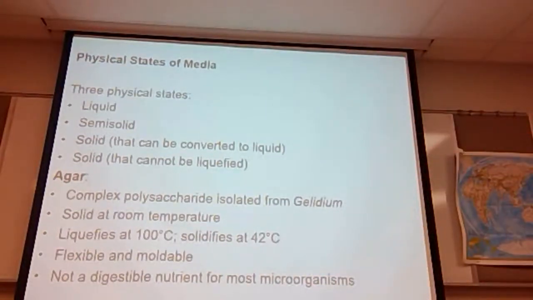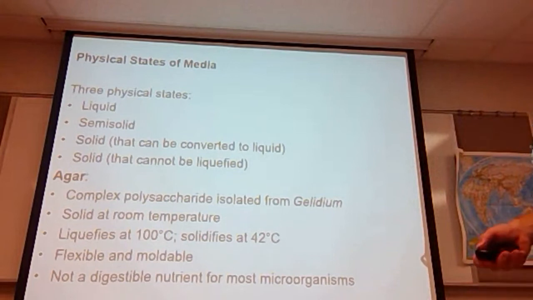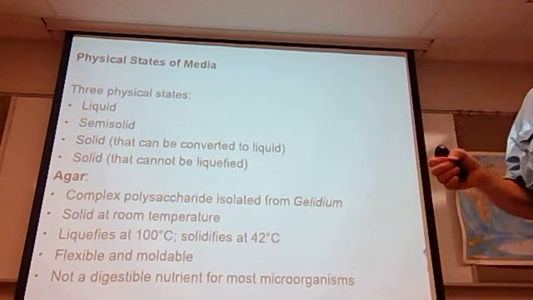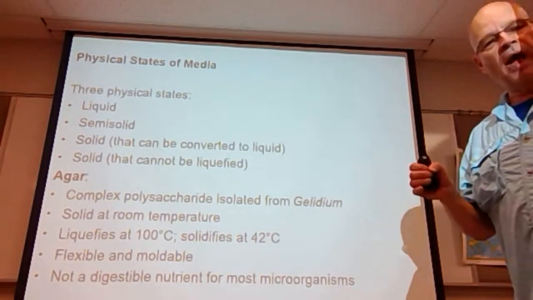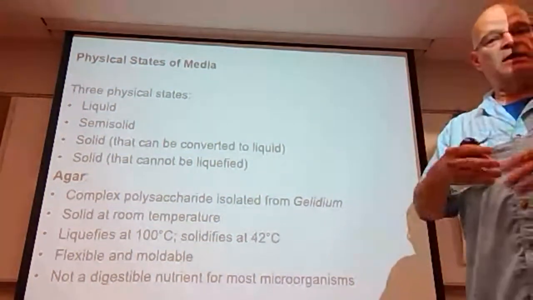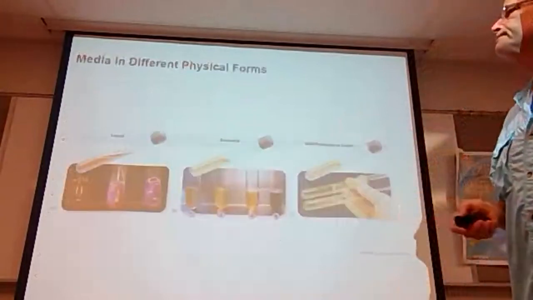Agar is flexible and moldable, and you can put it into tubes. You can make what are called slant tubes, and we'll talk about those in a few minutes. You can put it in plates. You can put it in all sorts of things. And the real benefit it has for our microbiological studies is that it's not a digestible nutrient for most microorganisms. If you take a plate that has nothing but agar in it, most microorganisms won't grow. That way, when we put glucose, for instance, in an agar, and the bacteria suddenly start to grow, then we know those bacteria are metabolizing the glucose and not the agar.